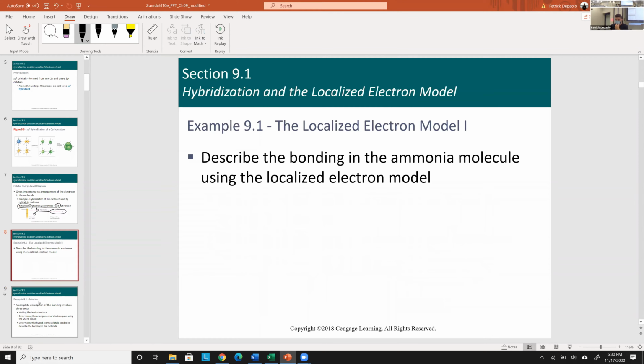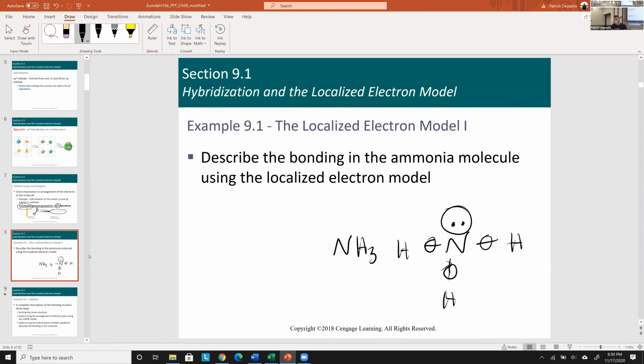All right, so describe the bonding in the ammonia molecule using the localized electron model. Now, we've only learned sp3, so you can imagine it's going to be sp3, but here's the reason why. Ammonia, we know, is NH3. If we write the Lewis structure, we've seen this one before. Now the electron groups are a little different than methane, but you still have 4: 1, 2, 3, 4. Therefore, the nitrogen is sp3 hybridized. The electron geometry, EG, is tetrahedral.